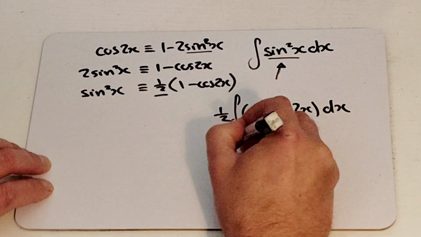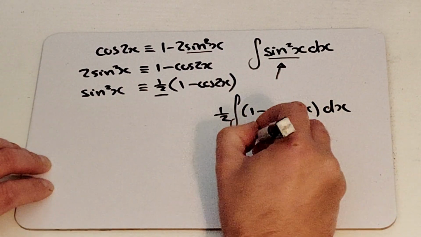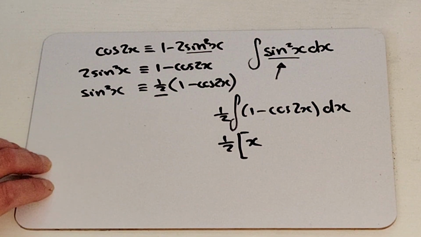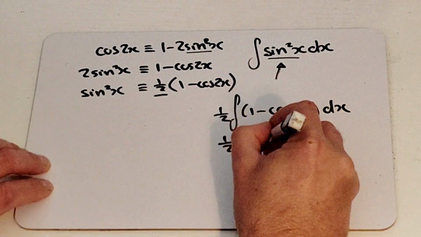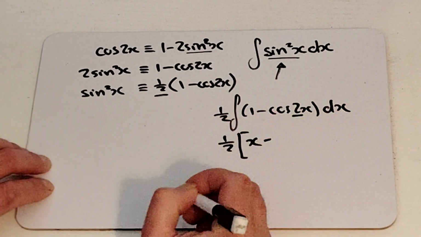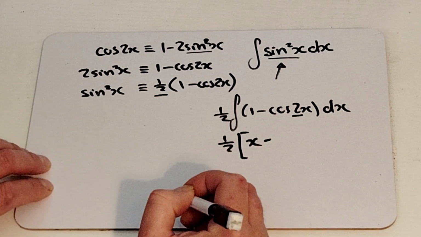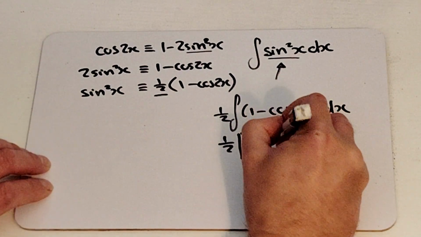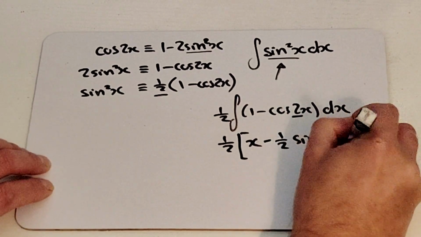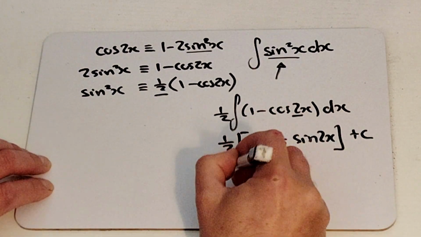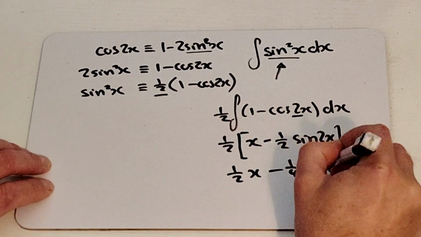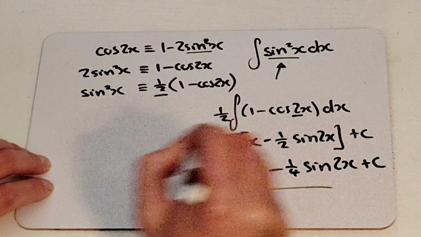So I have a half, and inside I have the integral of 1 is x, and I know that sine differentiates to cos, so cos integrates back to sine with no change of sign. So I'll go subtract, and because of our 2 in front of the x inside the cos function, I'm going to take that into a half sine 2x plus c. Multiply through, end up with a half x minus a quarter sine 2x plus c, and we're done.